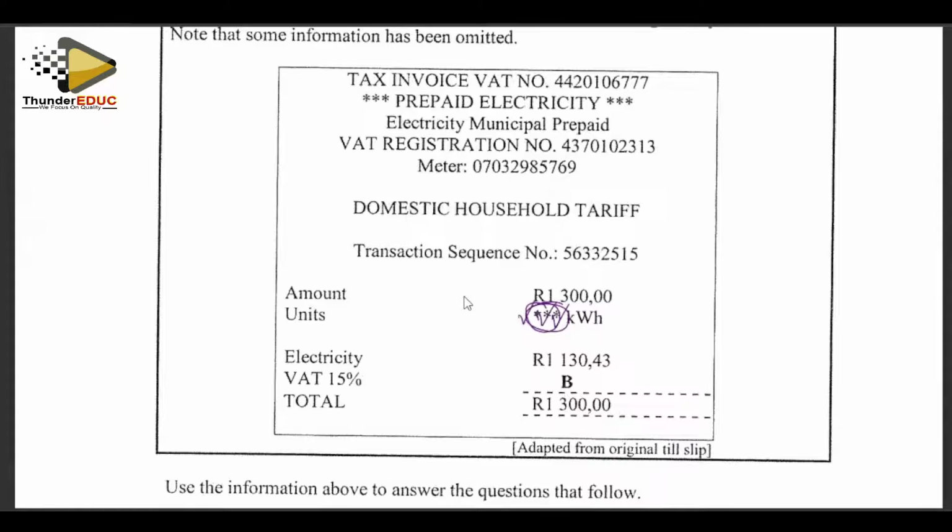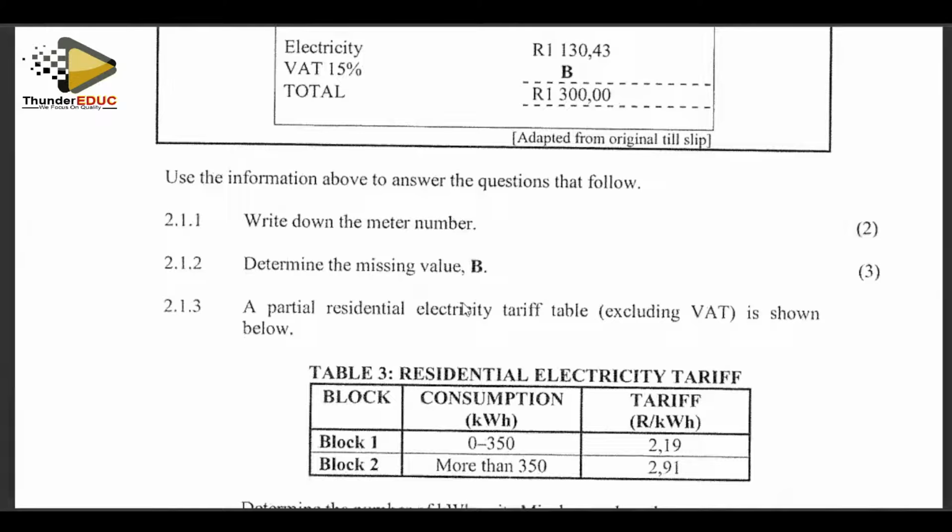This was straightforward. The meter number was this value here. I believe everyone got it right. It was 07 032 985 769. That was the meter number.